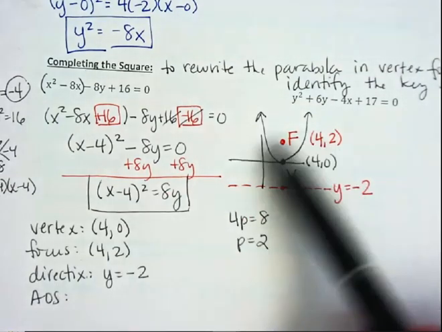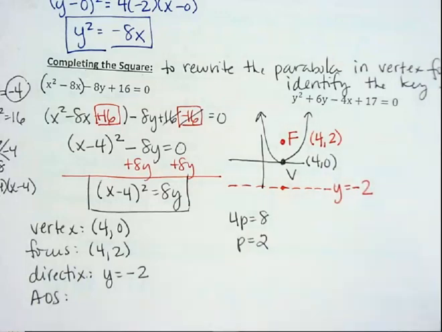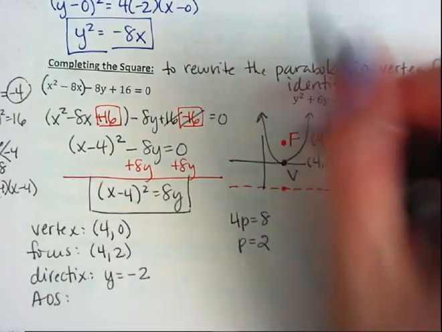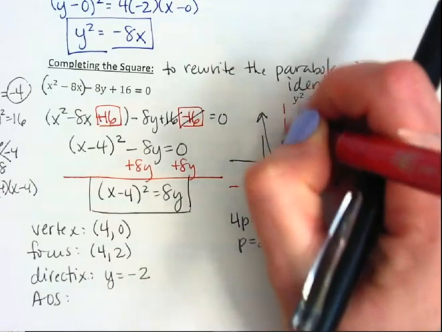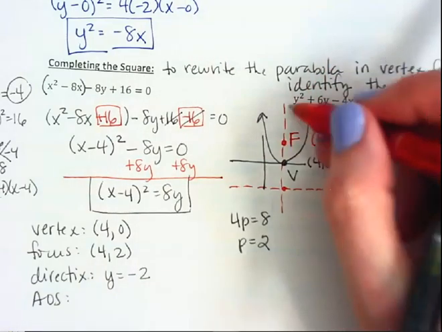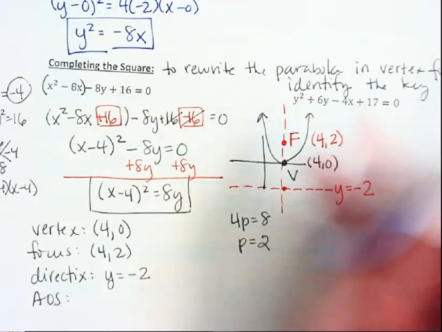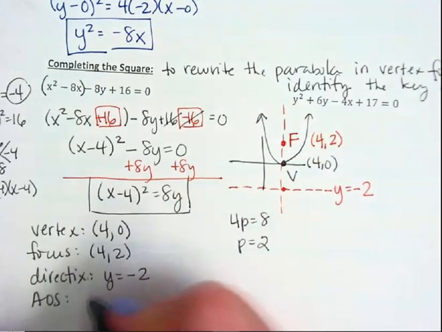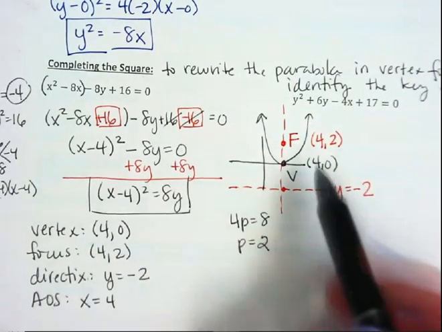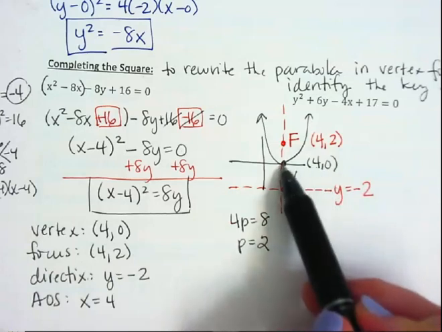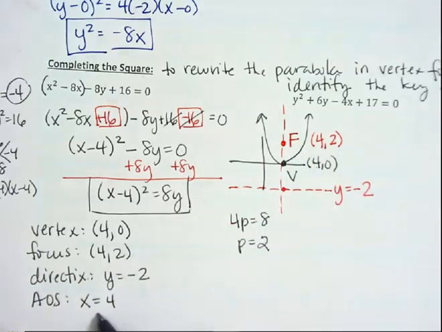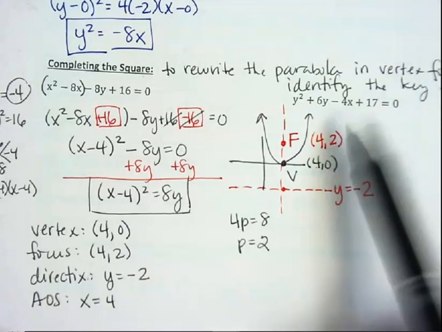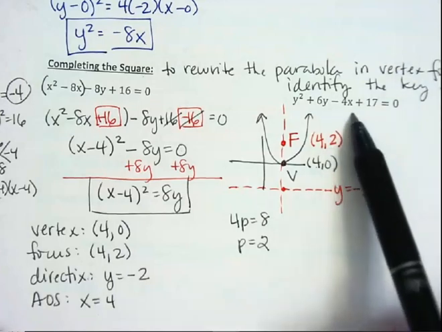Now I'm using a drawing to figure those things out. You are free to use your formula sheet because you know your h, k and you know your p-value, and the formula sheet uses those. And then the axis of symmetry goes through the vertex. That's a vertical line that goes through x equals 4. I know it's 4 because that's the x coordinate of my vertex. And so there's the axis of symmetry. So I want you to pause the video and try the second one.